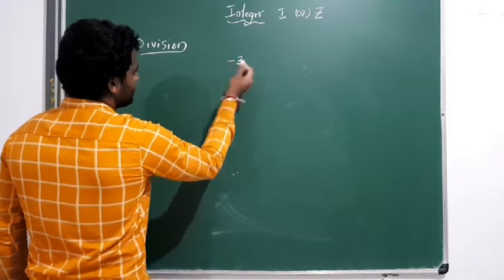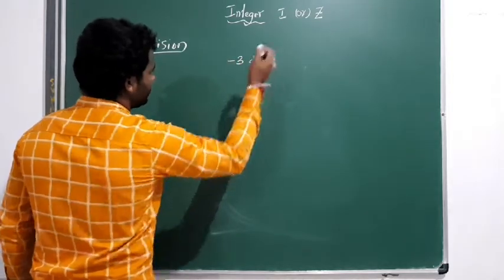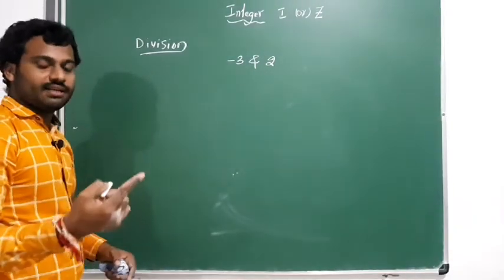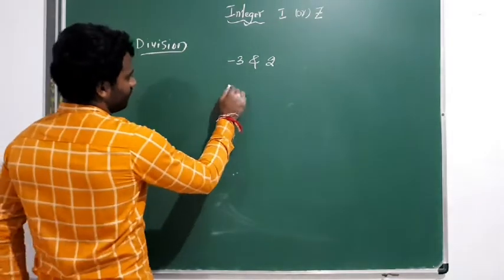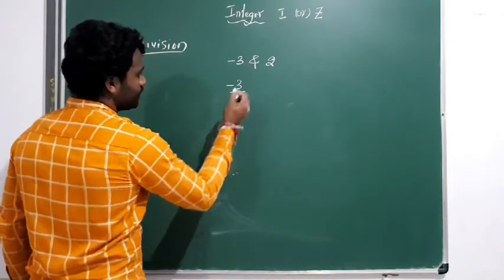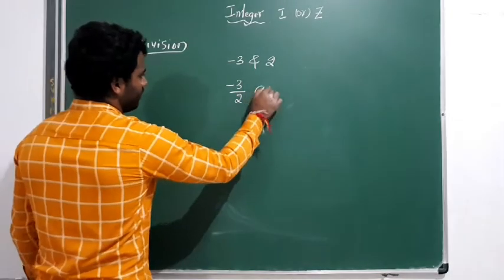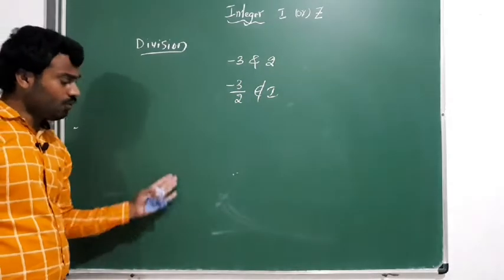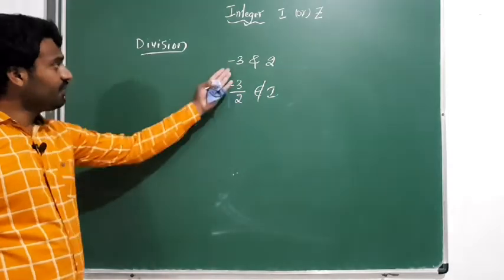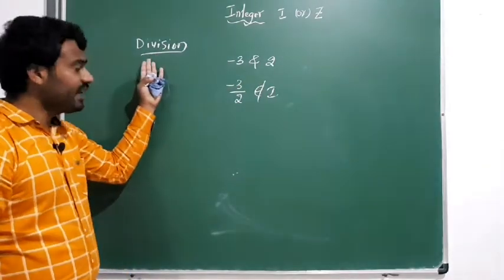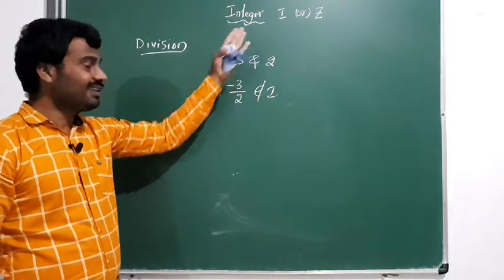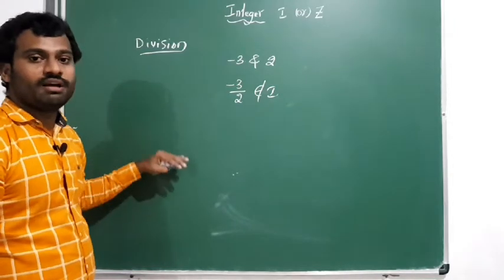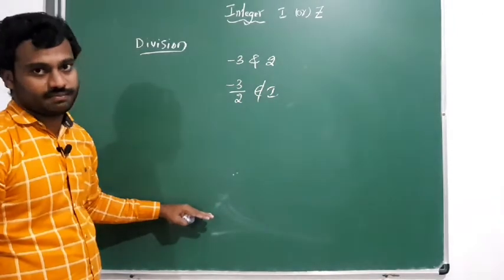Suppose -3 and 2. Okay, I will apply the division for these two integers. Whether the resultant belongs to the integer set or not, I will see. Okay, -3 divided by 2. It does not belong to integers. Clear or not? Then no need to go for these properties. First of all, if you are considering two integers and applying the operation, and the resultant is not in the integer set, then no need of going into the properties.